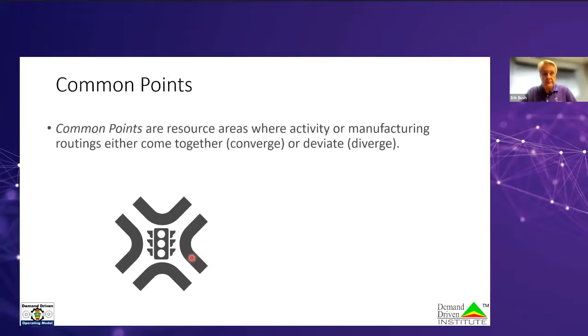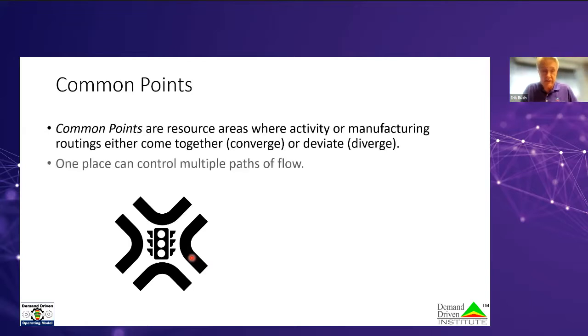Okay, common points. Common points are points within our production flow where things converge and they have a common relationship to the end products. They could be a point of convergence, could be a point where things diverge as well. These common points are important to understand in your production environment as well, because they may illuminate themselves to be places where we can introduce some better control into our environment and gain some advantage from that. Because obviously it can control multiple paths, and that's the whole philosophy behind the common points.